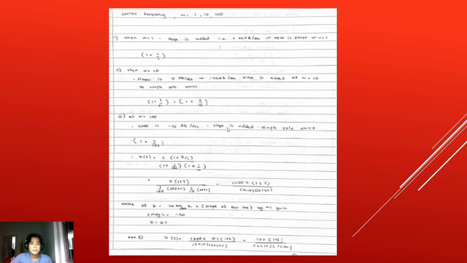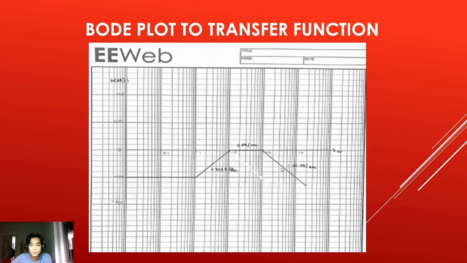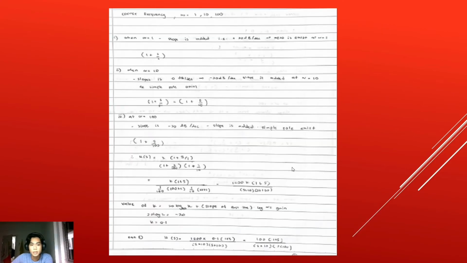Okay, the third one is at omega equal to 100. So the slope is negative 20 dB. You can see here, the slope is negative 20 dB, and the slope is added. After that, a simple pole exists, which means 1 plus s over 100.